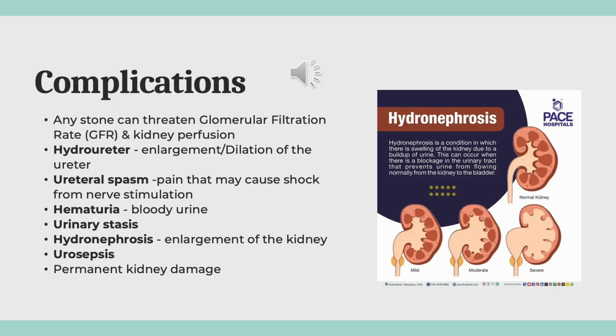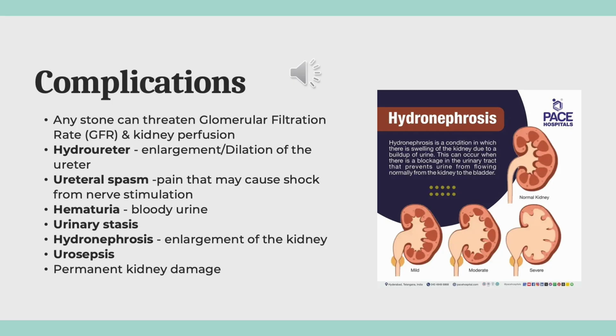If the obstruction isn't removed, urine can then become stagnant, leading to urinary stasis, which increases the risk of urinary tract infection, which can lead to things like urosepsis. A persistent obstruction can escalate to hydronephrosis, which is the enlargement of the kidney that's caused by the accumulation of urine. So if it's left untreated, hydronephrosis can result in permanent kidney damage.